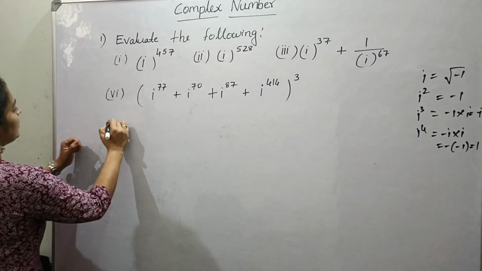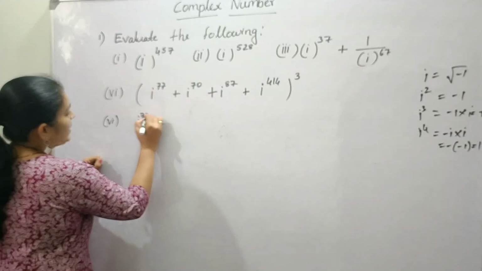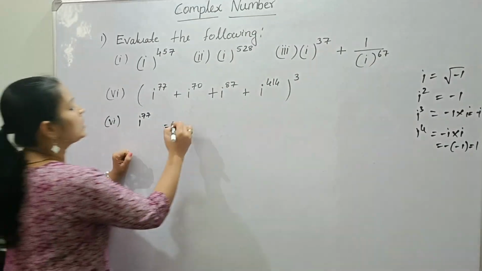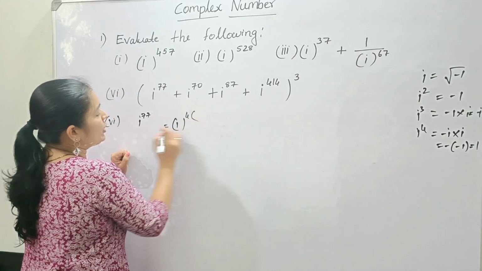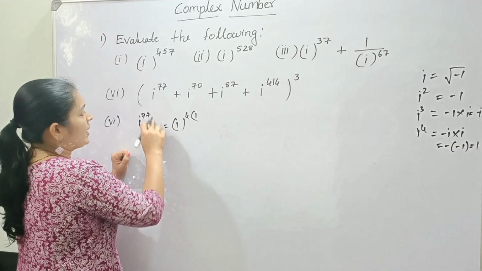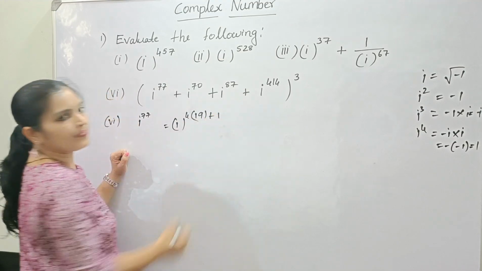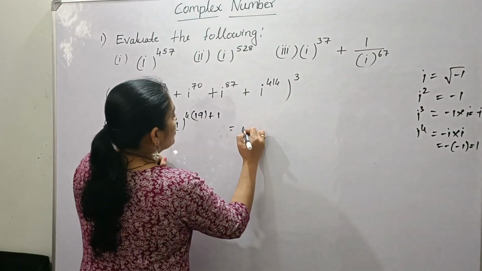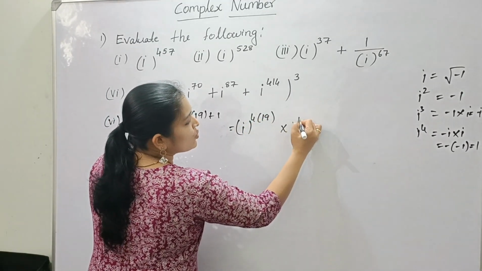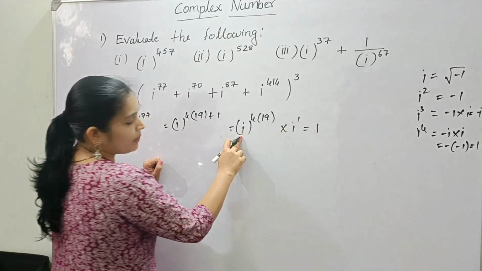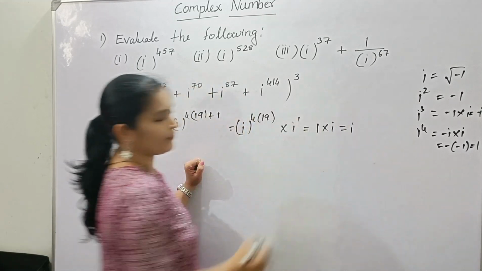Fourth one, let us find it one by one. i raised to 77. Here also divide 77 by 4. So it can be written as i raised to 4 into 19 plus remainder. 4 ones are 4, remainder 3, 37. 4 nines are 36, plus remainder is 1, right? That is equal to i raised to 4 into 19 into i raised to 1. That is nothing but 1, because i raised to 4 is 1. So 1 into i, i itself.